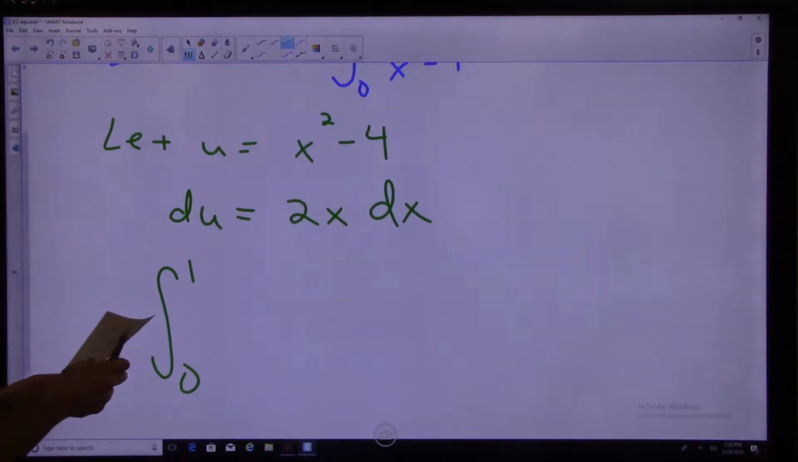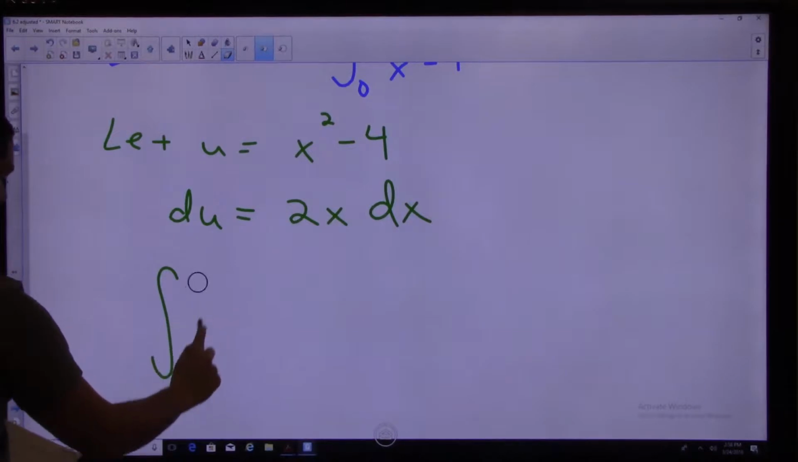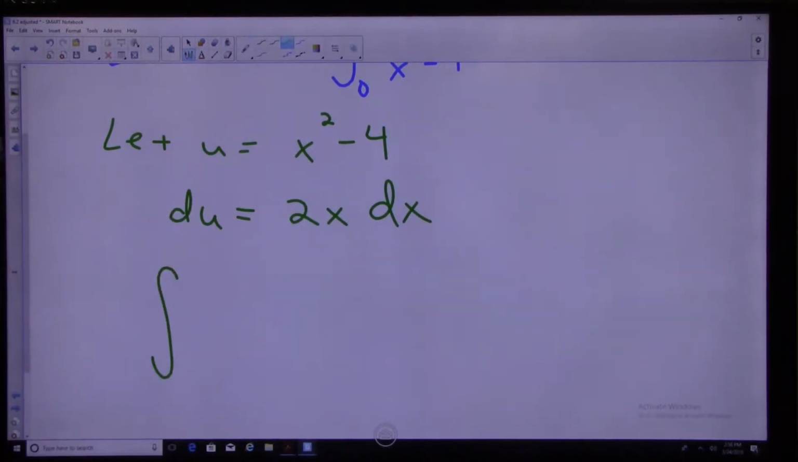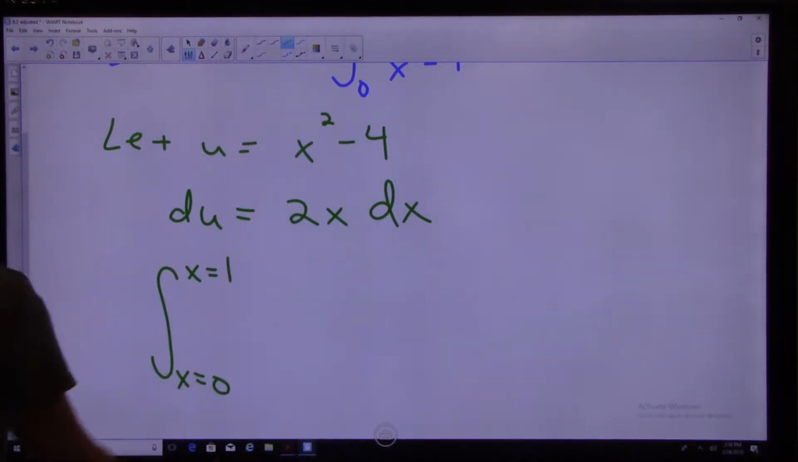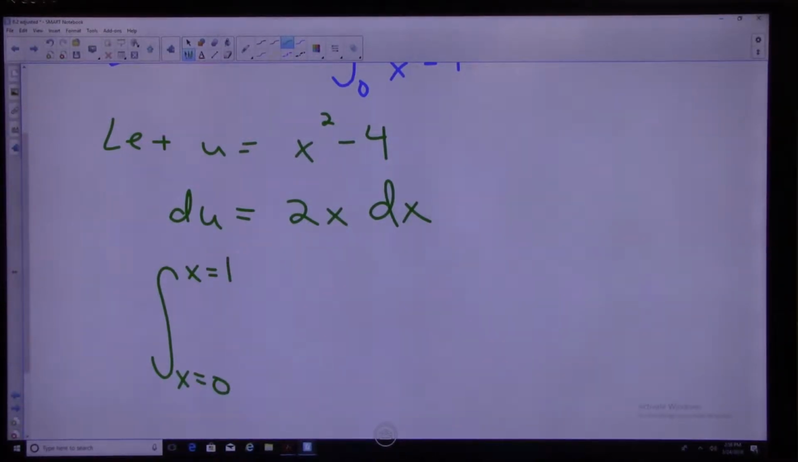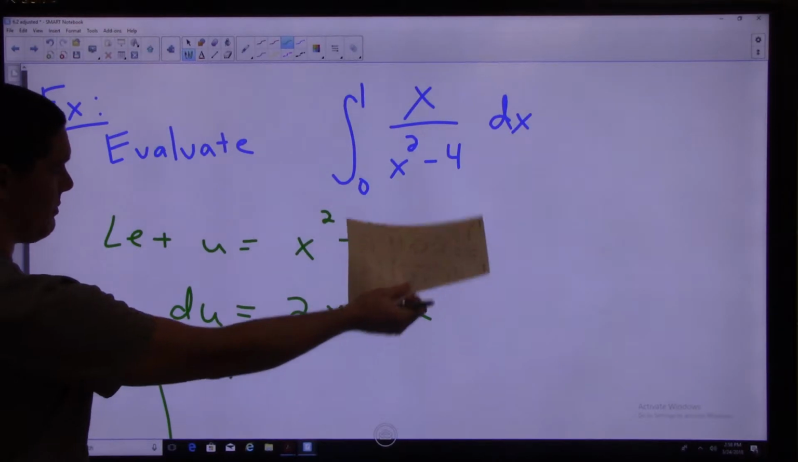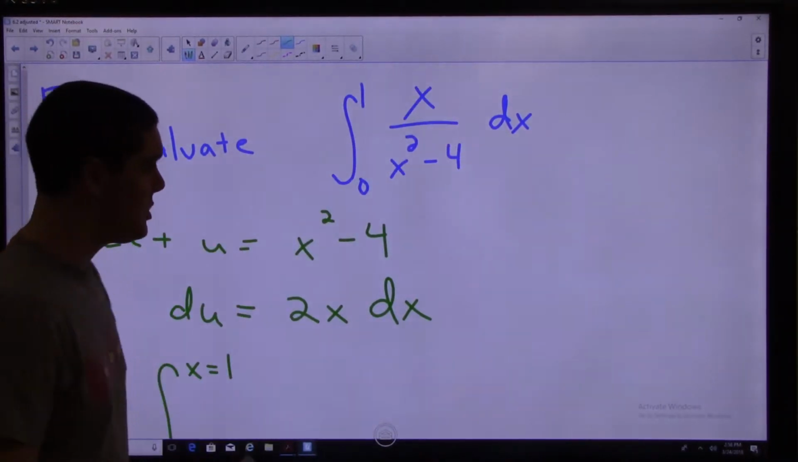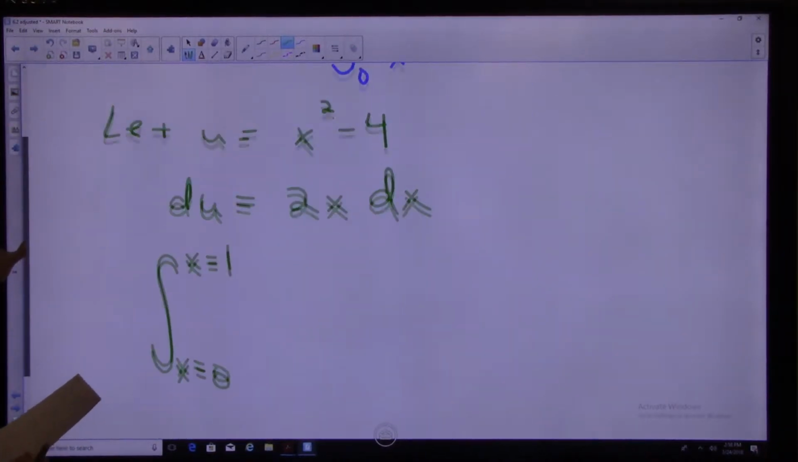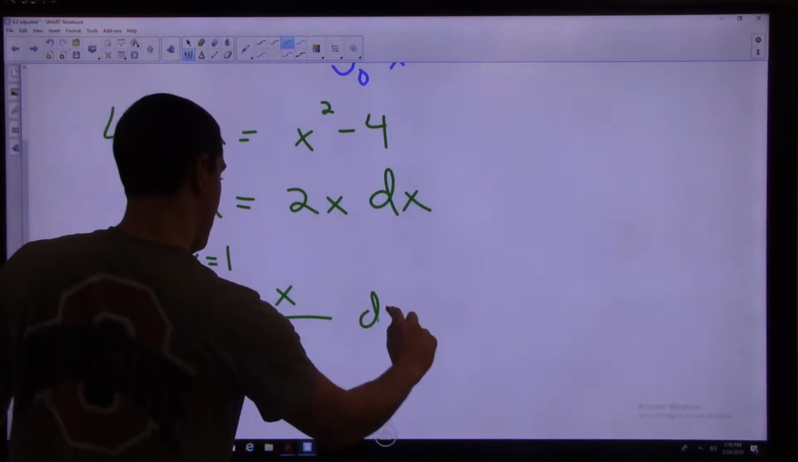And before I do that, let me make sure, just like in the last problem, I'm going to write it as x equals 0 to x equals 1. Okay? Because I'm going to start plugging in my u's now. Alright, so here we go. So this is going to be the same thing as, now I know for right now I'm going to have x values and u values in here, but I'll try to make a connection here. So here we go. This is going to be the same thing as x over u dx.